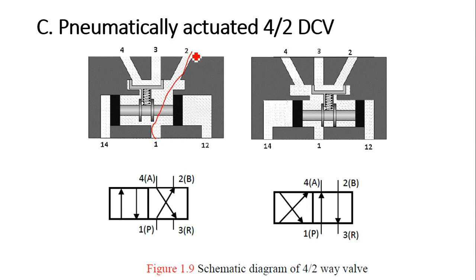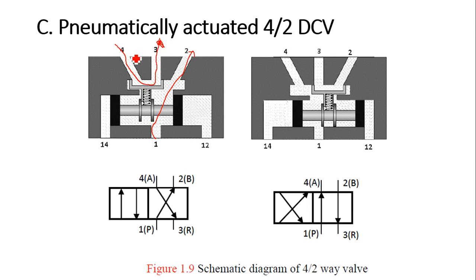Okay, 2 is connected to 4, and 4 is connected to 3. That means 4 is connected to 3. Now tell me, 1 is what? Pressure port. 3 is what? Exhaust port. Yes, so the direction will always be 4 to 3.